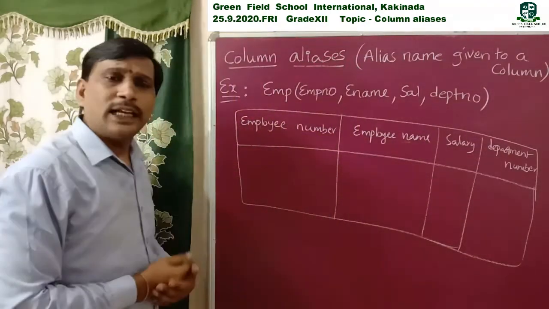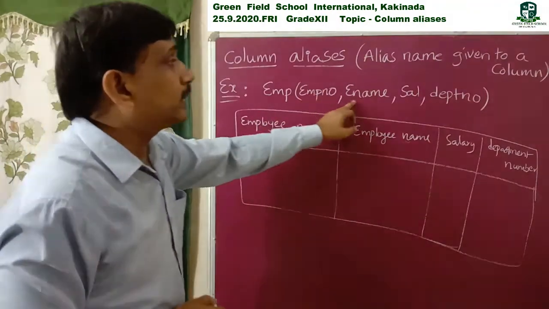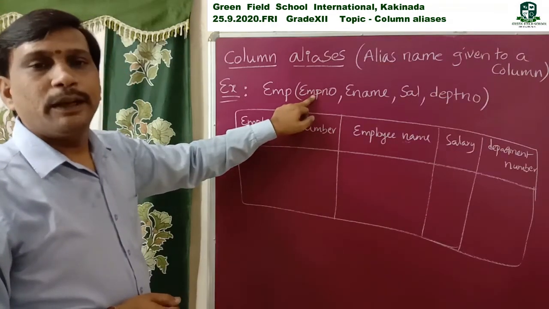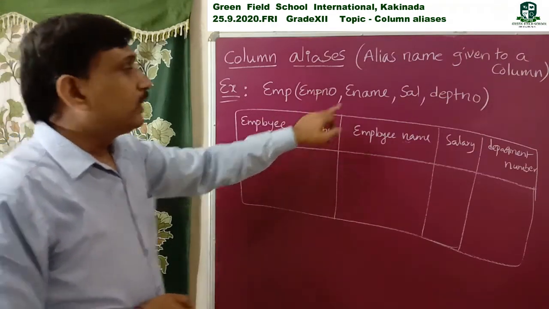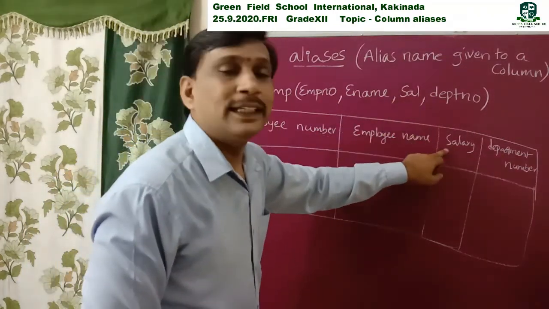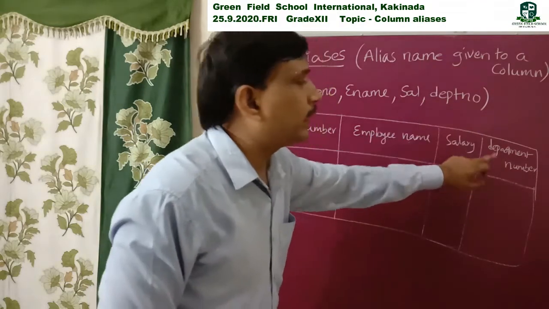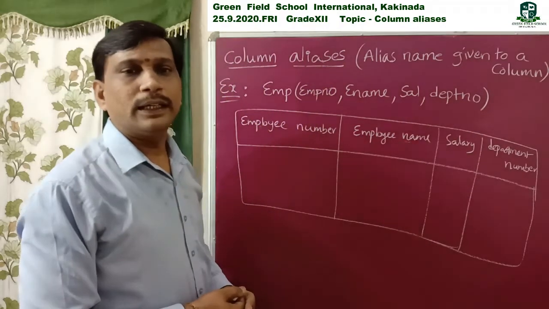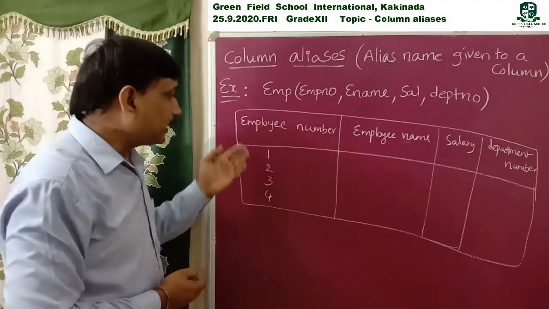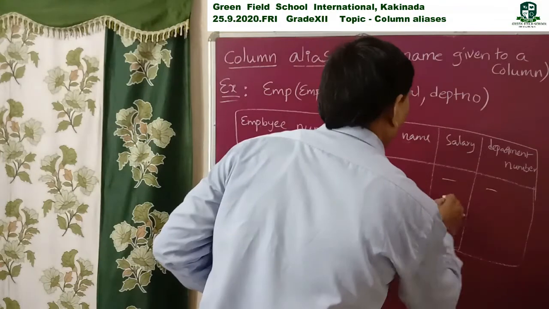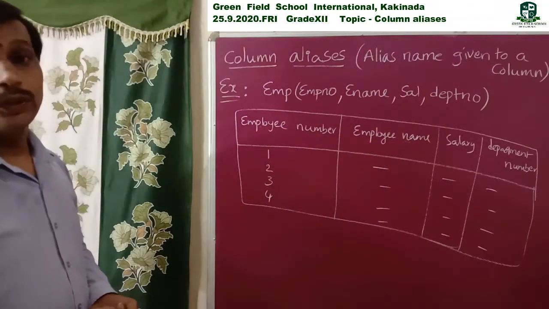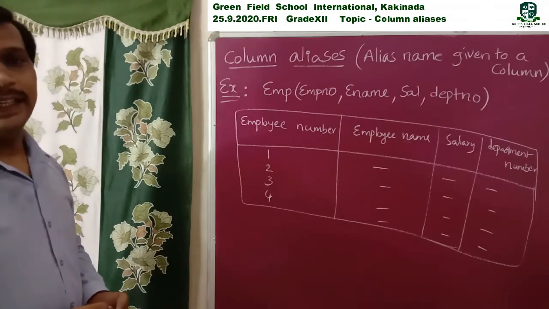So here the column names are changed. Up to now we used only the original column names, but in this case, in place of EMP number, it displays employee number. In place of ename, it displays employee name. In place of salary, it displays salary. In place of DEPT number, it displays department number. Suppose this table has all these 4 columns, it displays the following output. So this is the concept of column aliases.